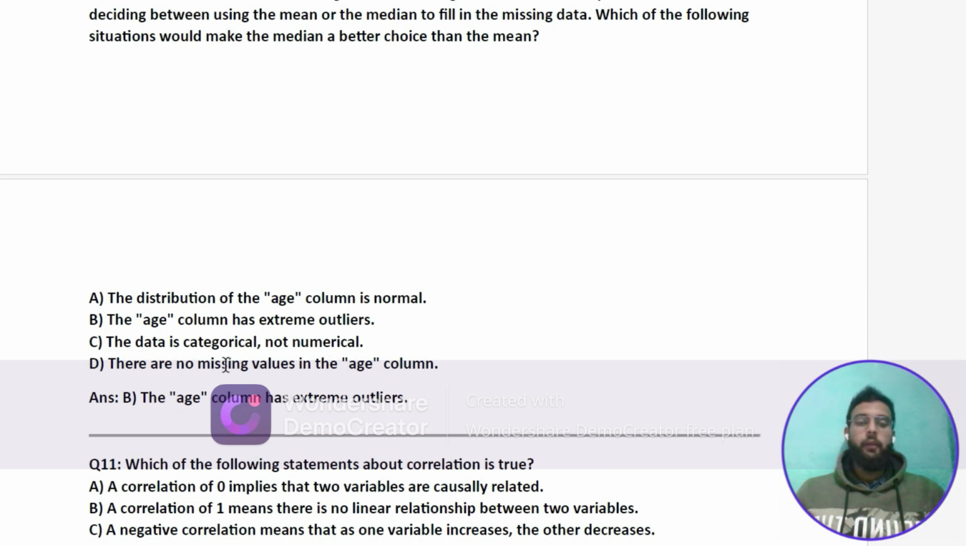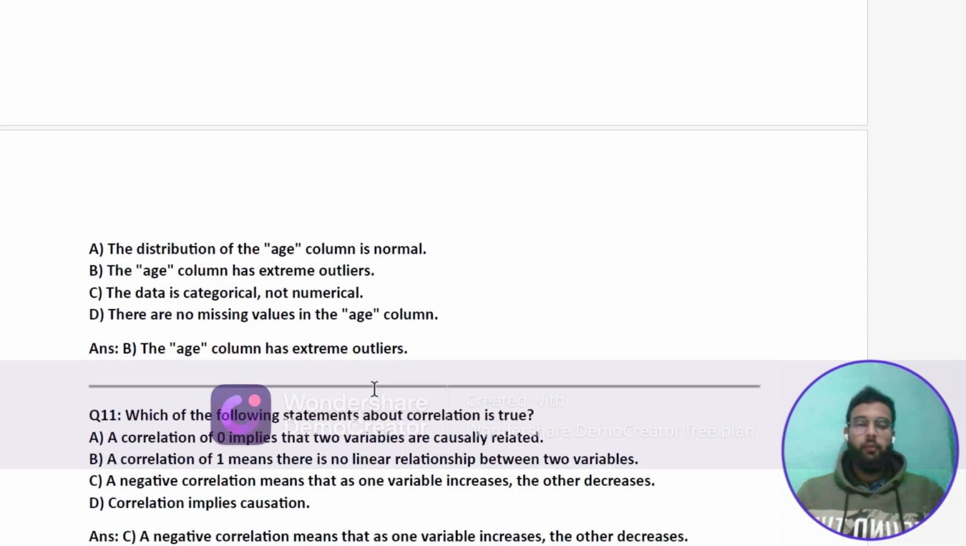C, the data is categorical, not numerical. D, there are no missing values in the age column. So the correct answer for this is option B. The age column has extreme outliers.